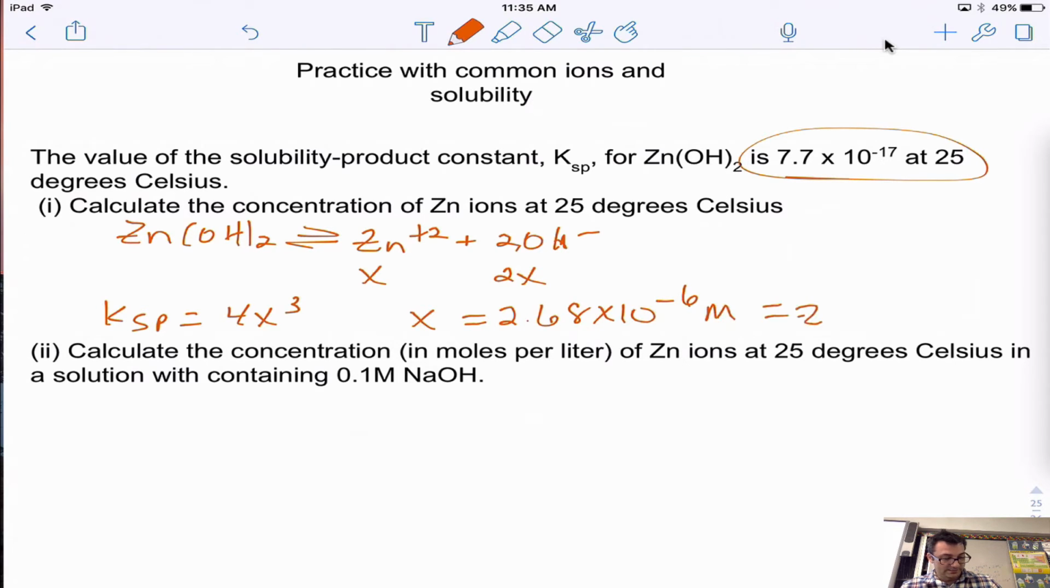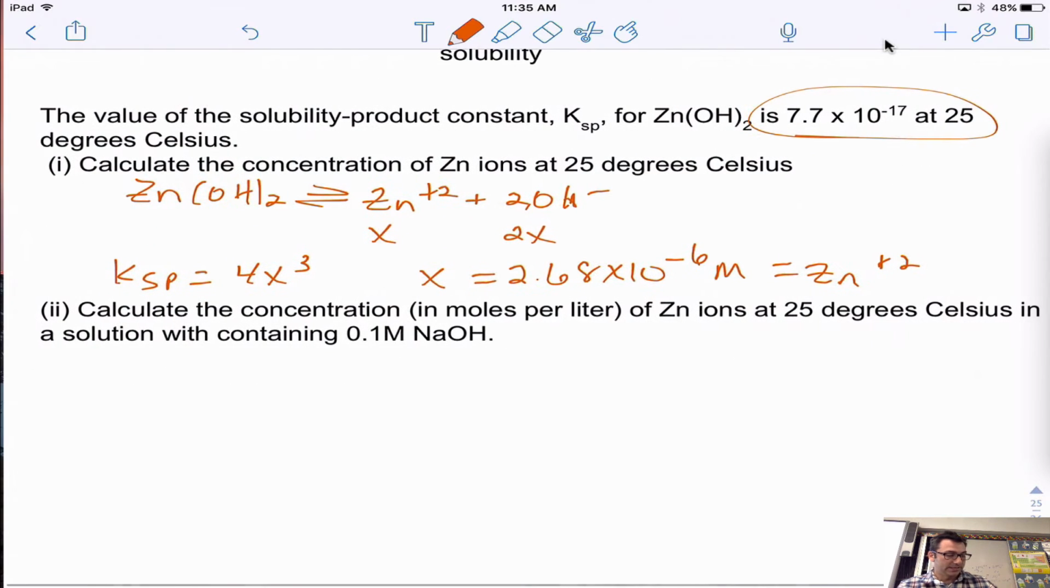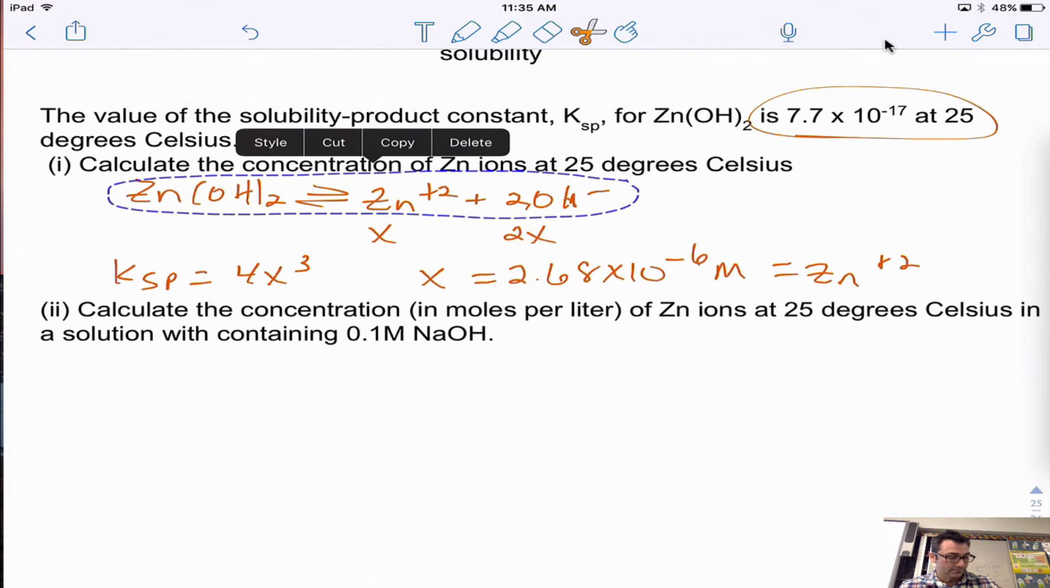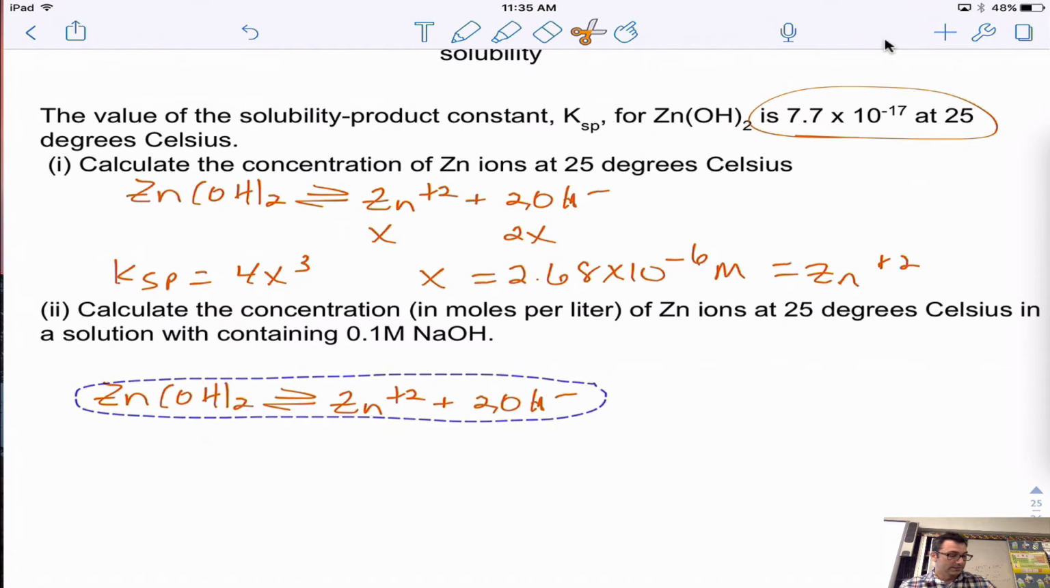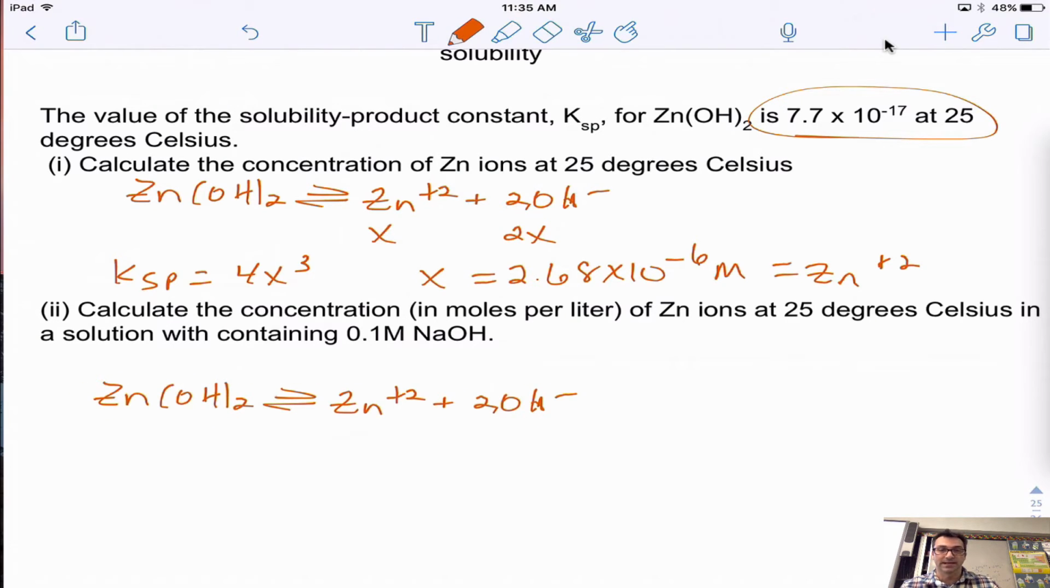And that's my zinc, my x value there. Now let me show you how to set this up with a common ion, what would happen. So we'd have our same equation that we would have above, up here. We would have our zinc hydroxide forming Zn+2 plus 2OH minus.